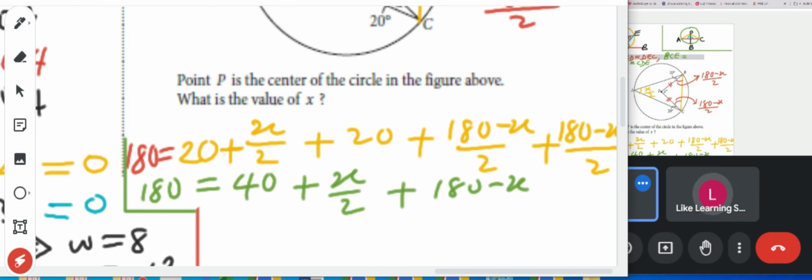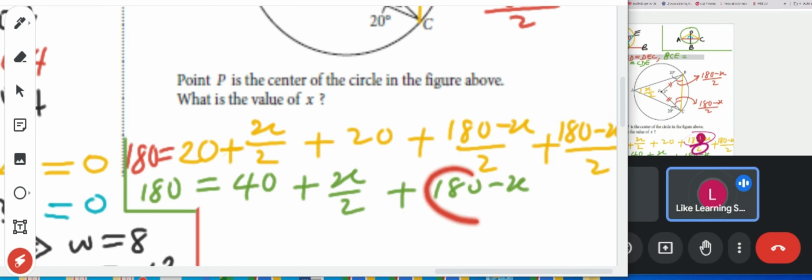I'm solving the equation. It's something you can easily solve. This minus x over 2 plus this minus x over 2 will just give us 180 minus x, without the over 2. It's just like saying half plus half. What is half plus half? One full whole number. So 180 minus x over 2 plus 180 minus x over 2 will give us one whole number, which is 180 minus x. Okay, so let's just solve this.